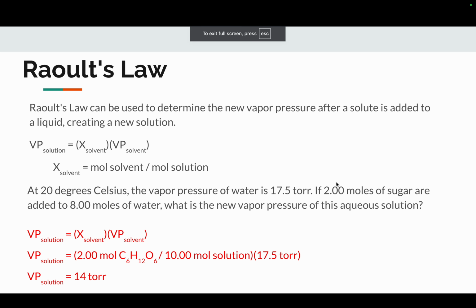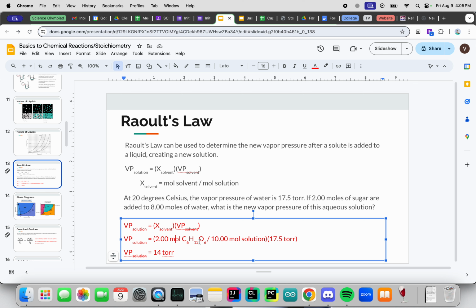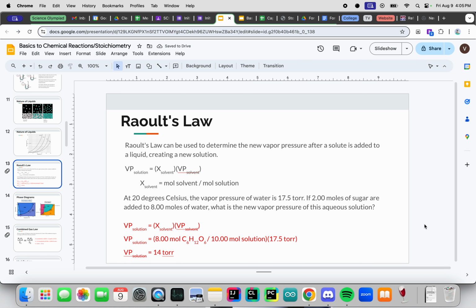The answer is 14 torr. Now, one error that you may have made is that when you're calculating the mole fraction, you divided the number of moles of the solvent by the moles of... let's see. Actually, I think I may have made a mistake here. Yeah, there we go. I'm sorry. That was not 0.5 times 17.5. It's supposed to be 8.